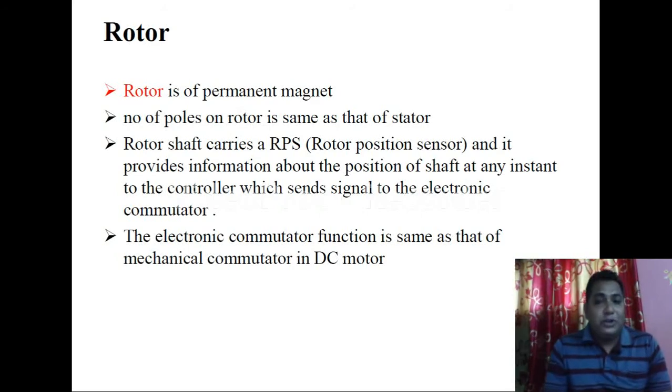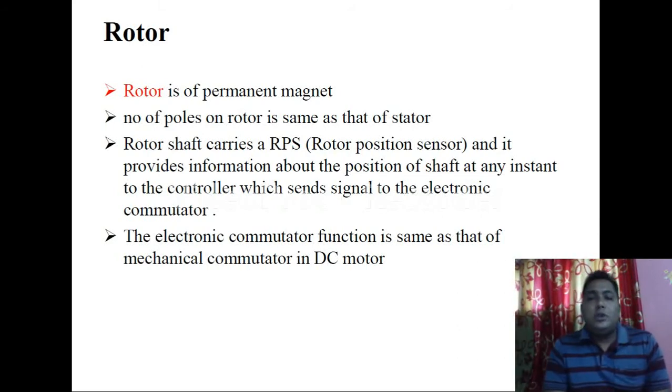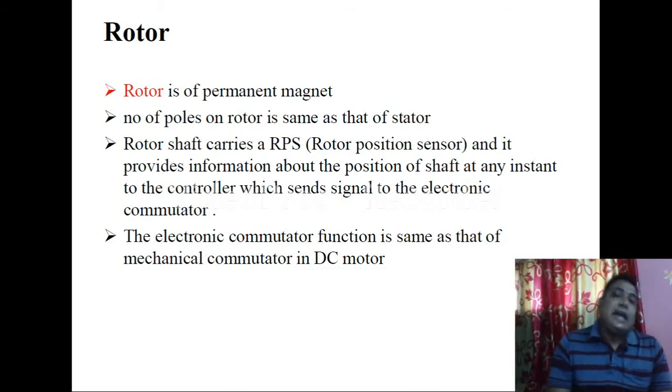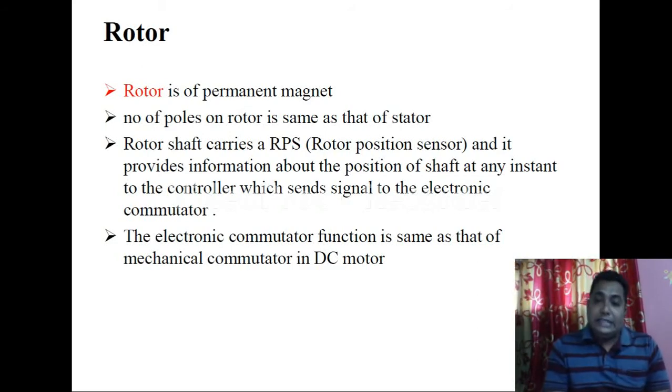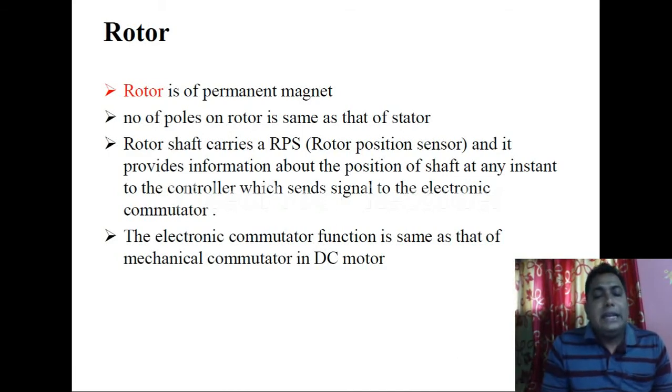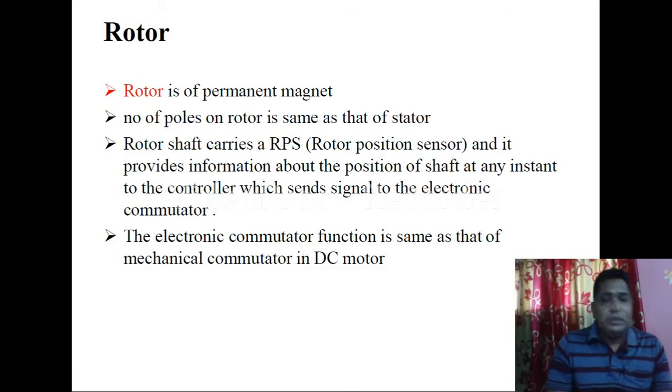So it is a very important point that to rotate the machine at synchronous speed, the number of poles on the rotor must be equal to the number of poles on the stator. The rotor shaft carries an RPS. So what is RPS? That is a rotor position sensor, and it provides information about the position of the shaft at any instant to the controller, which sends a signal to the electronic commutator.